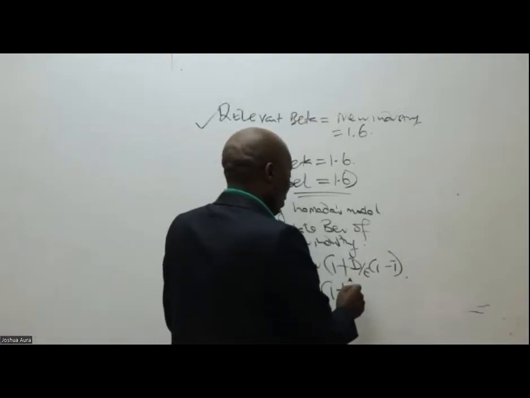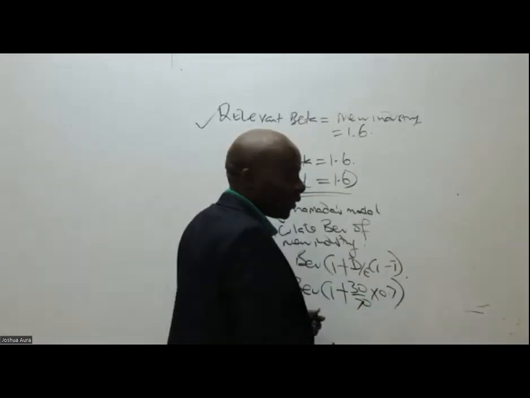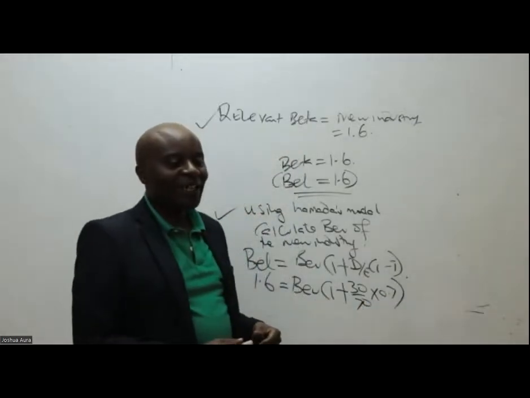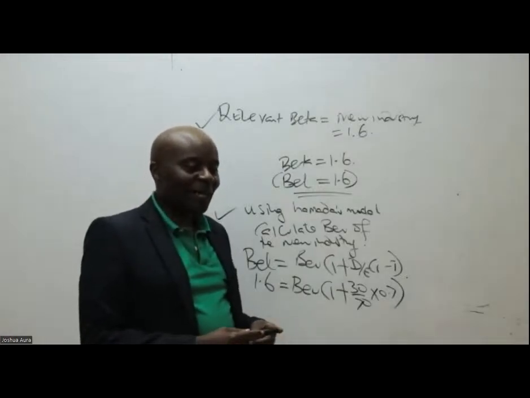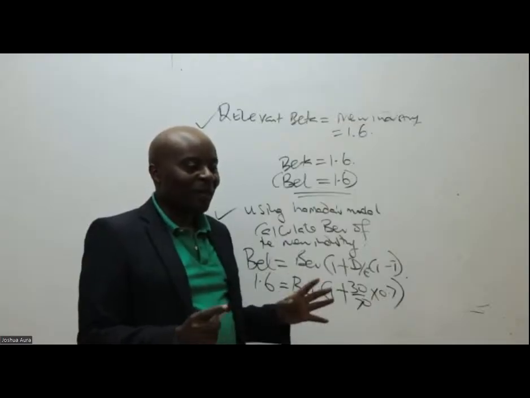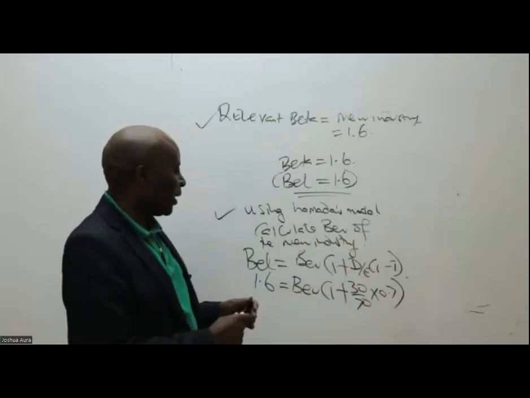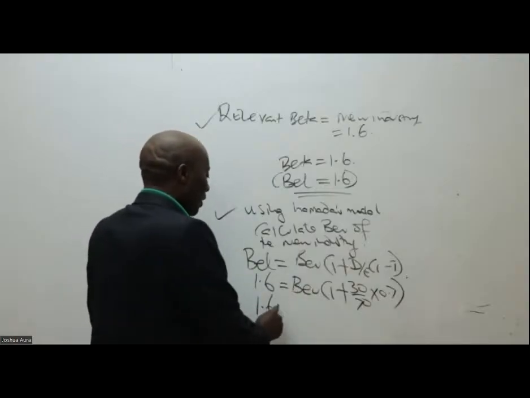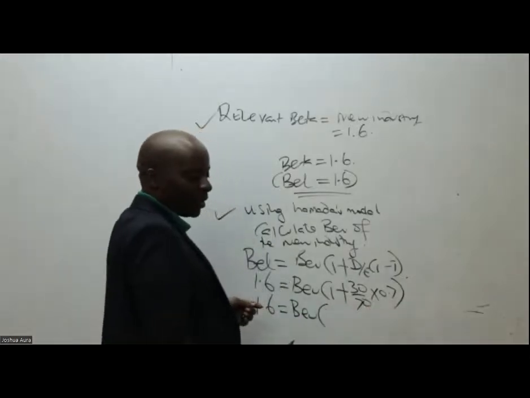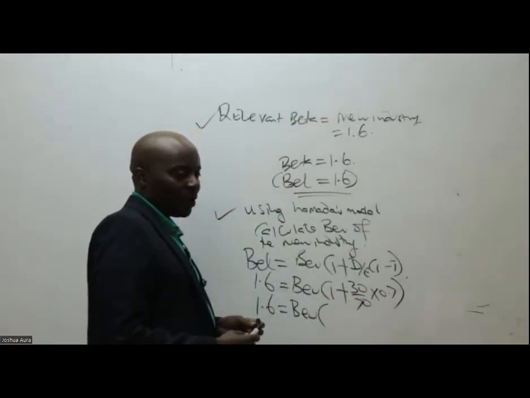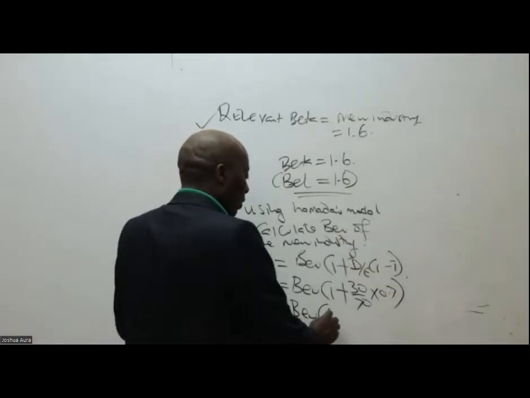So 30 over 70 into 0.7. You can see the examiner has given 0.7, that is 1 minus tax, which is 30%. Then could you kindly give me the figure that we have here? They say it is 1.3.